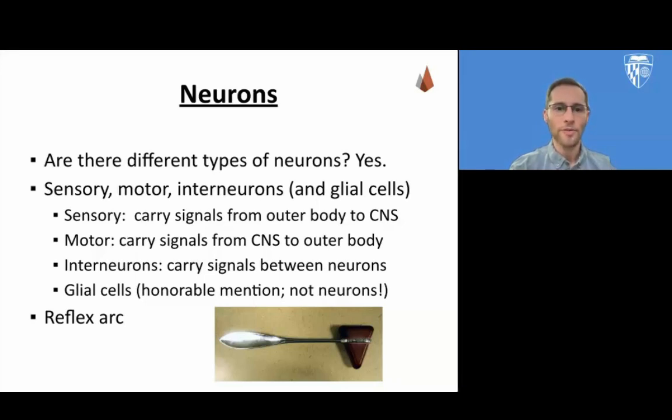What's cool about the nervous system is that we have movements that are not only involuntary, but actually don't require a signal to or from the brain in order to happen. A reflex arc is a neural pathway that controls a reflex.